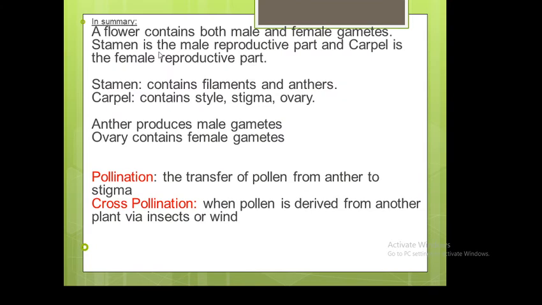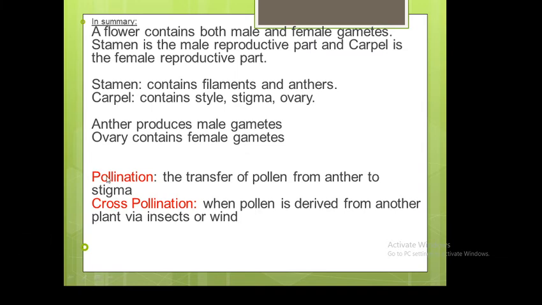Okay, the flower contains both male and female gametes. The stamen is the male reproductive part and carpel is the female reproductive part. And we said, this is a summary, that stamen contains the filaments and the anther. Carpel contains the style and stigma and ovary. So anther is the male gametes, ovary is the female gametes.